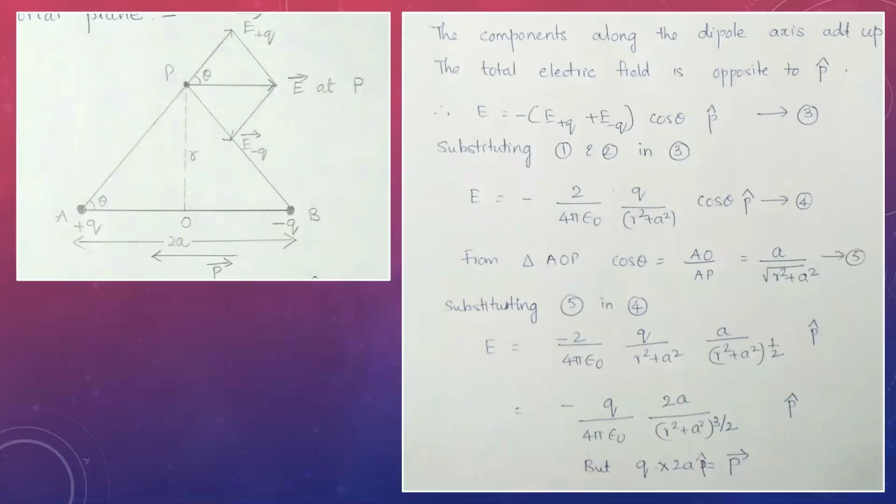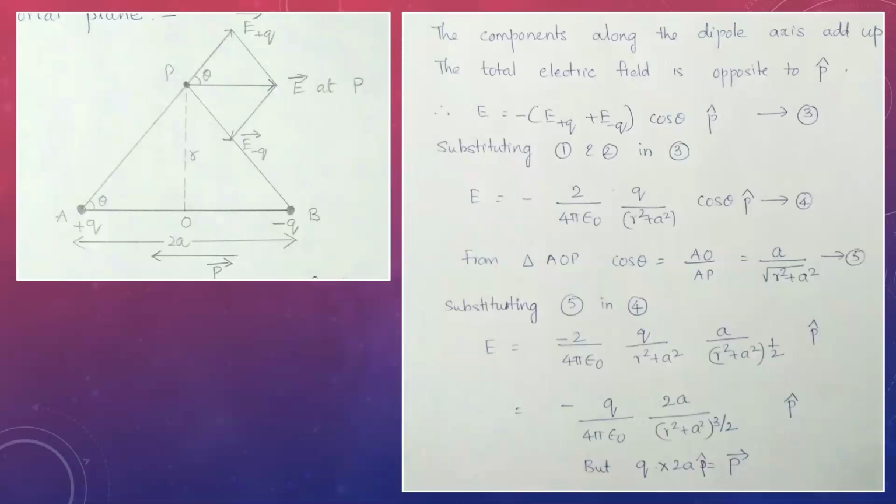Therefore, E is equal to minus 2 by 4 pi epsilon naught, q by r square plus a square. In place of cos theta, we have substituted a by under root r square plus a square. Root means to the power of half, we all know that. Therefore, we will get minus 2 by 4 pi epsilon naught, q by r square plus a square, into a by r square plus a square to the power of half, into p cap.